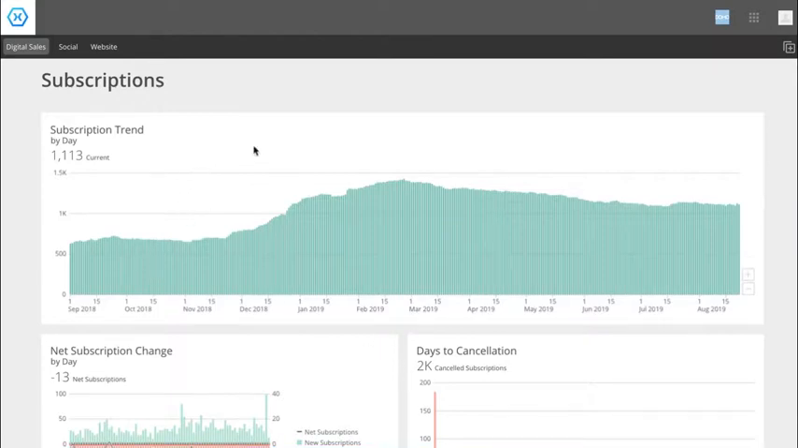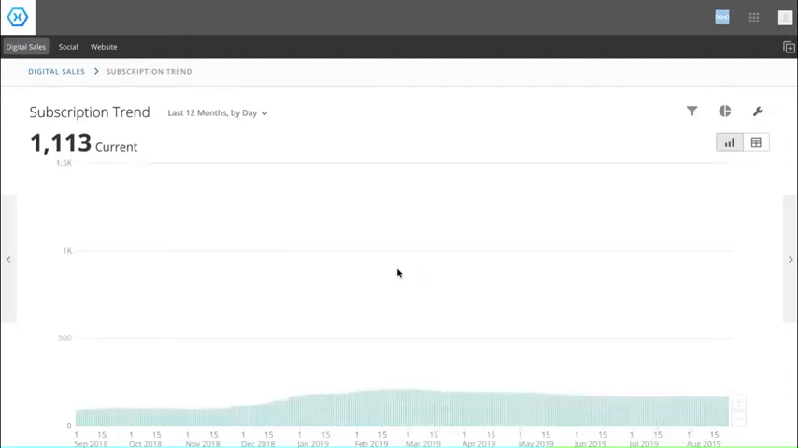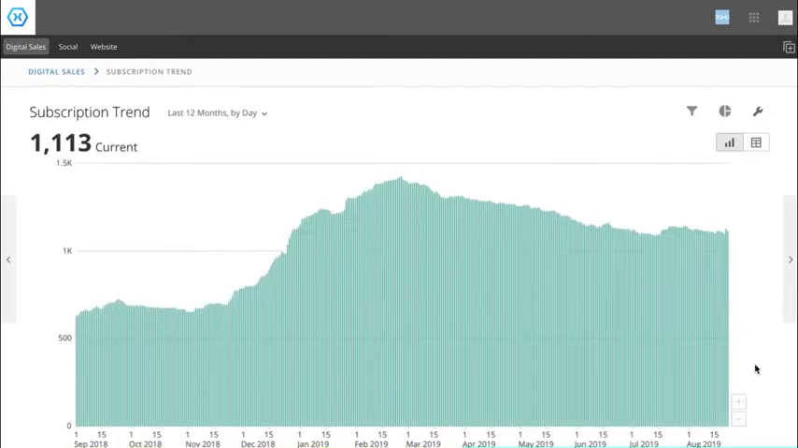This first one, we've got our subscription trend. If you want to know how many subscriptions you had active on any given day historically, this is the card that's going to show it to you. But more importantly, looking at it holistically, how are we trending overall in terms of our subscriptions? I'm going to click into full screen mode here so we can play around a little bit more with it.